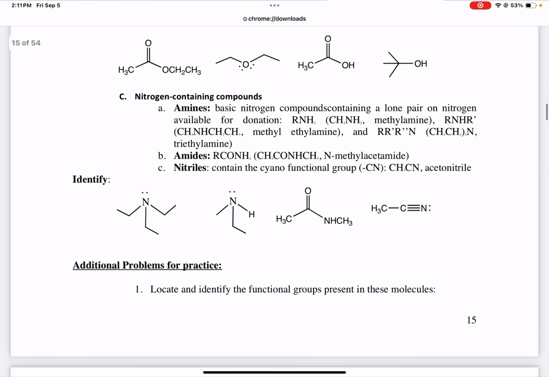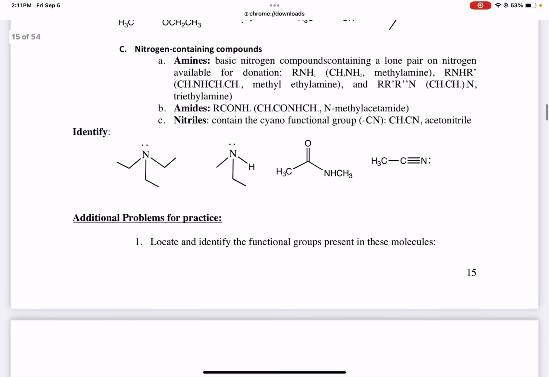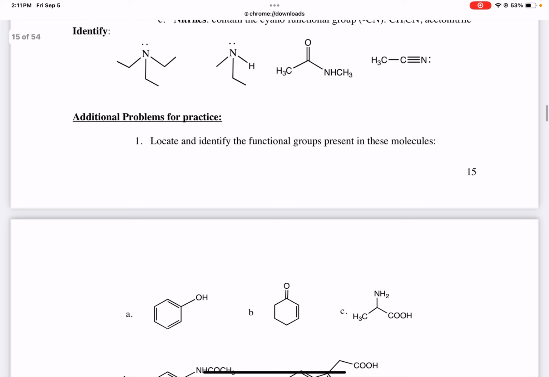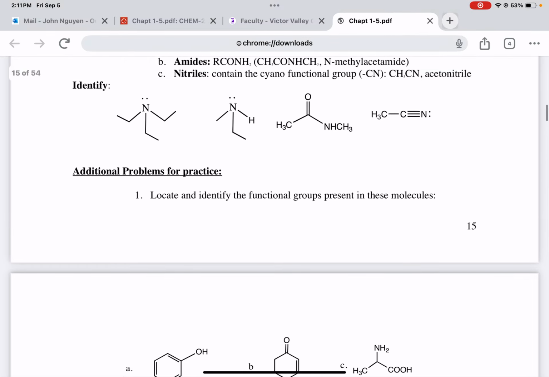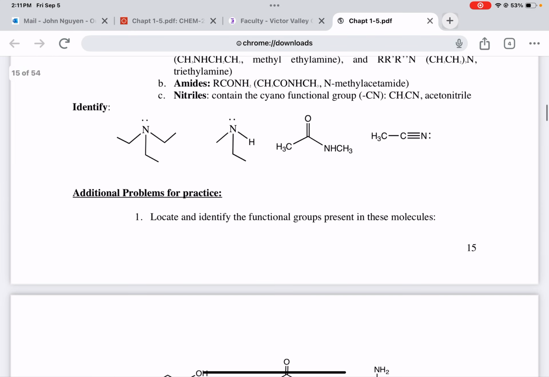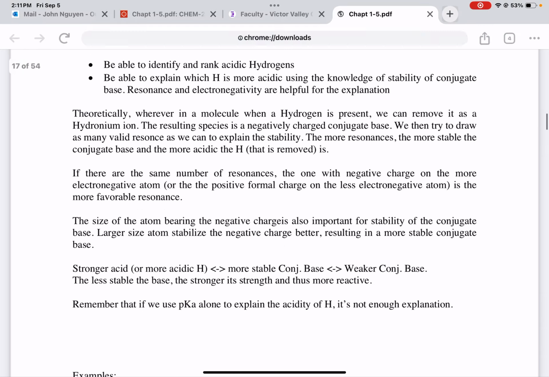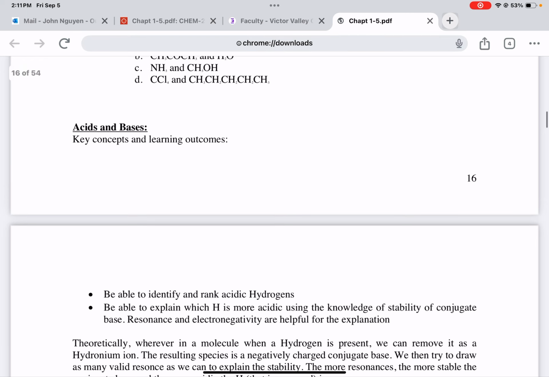Nitrogens, a compound with nitrogen, that would be called an amine. If you have a compound with nitrogen, and right next to the nitrogen C double bond O, that will be an amide. And finally, the one on the right here is C triple bond N, that's the nitrile functional group. C triple bond N, okay, that's nitrile again. Additional problems for practice.